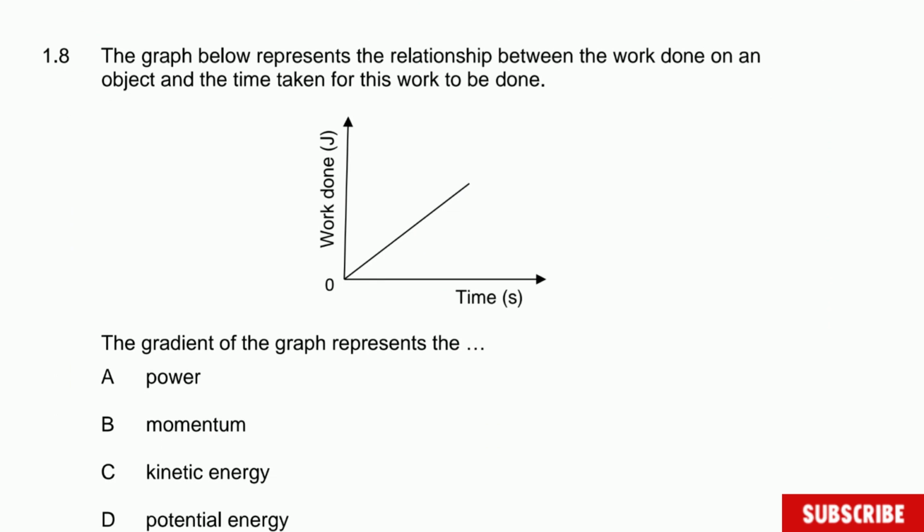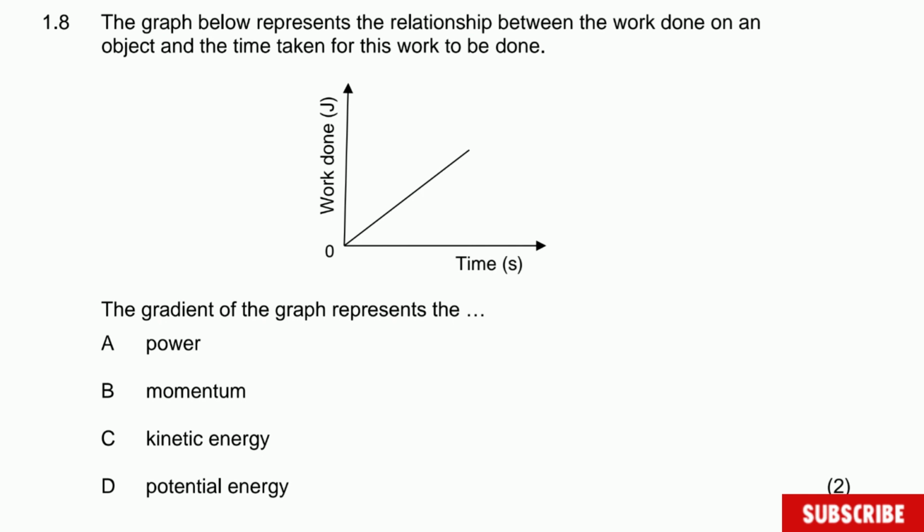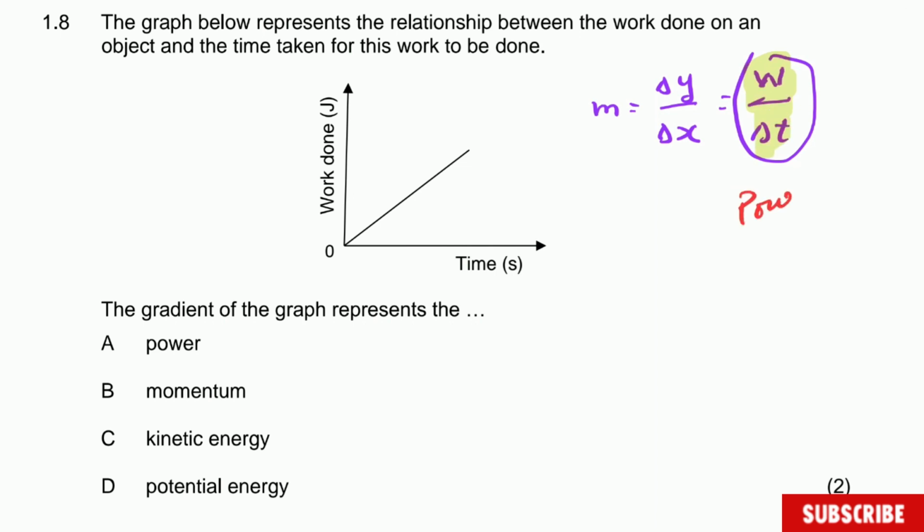Question 1.8. The graph below represents the relationship between the work done on an object and the time taken for the work on the object. So it's work done and time. The gradient of the graph represents, and guys, it's quite simple. You need to know that the gradient m is equal to the change in the y-axis divided by the change in the x-axis. What do we have here? In the y-axis we have work, so it's going to be work divided by time. And this one here is the definition for power. So that one is the definition for power. Okay, so the correct answer is A. It is very simple, this one.